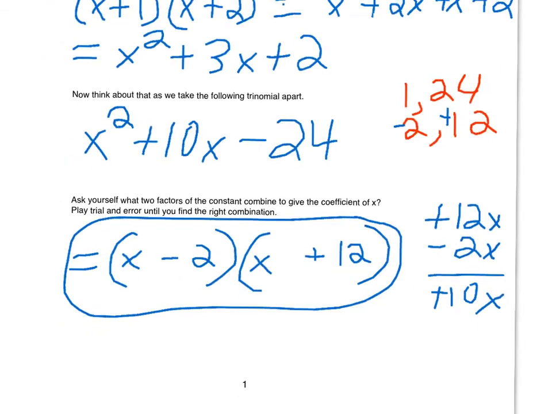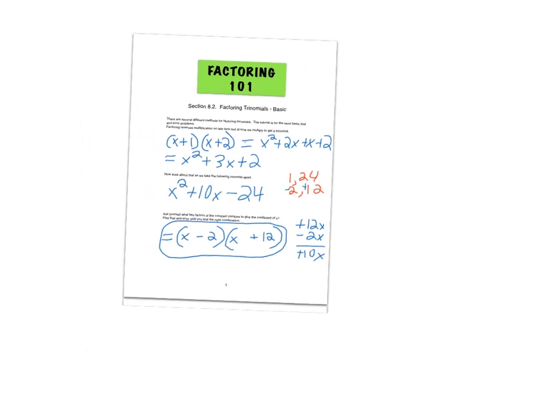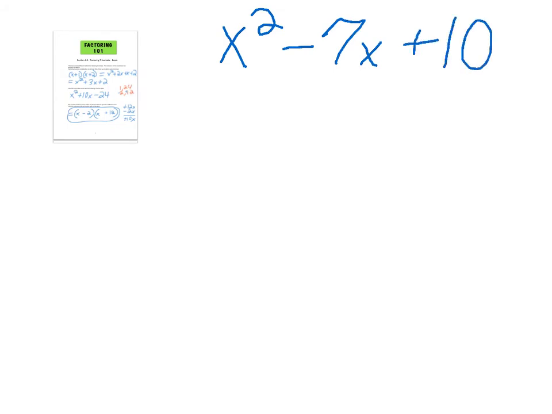Okay, let me see if I can make this a little smaller and move it out of our way a little bit, and we'll do another example. Here's just another example. Let's try x squared minus 7x plus 10. I know that since we have a positive 10, we'll have to add to get negative 7. And since 7 is negative, in order to add to get negative 7, we'll have to have two negative factors of 10.